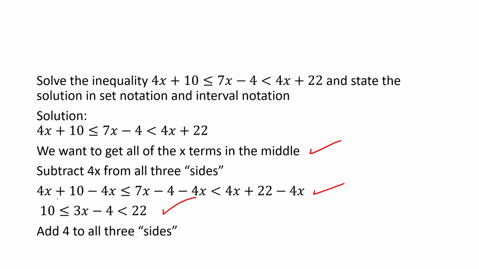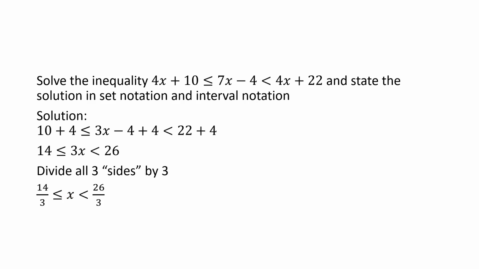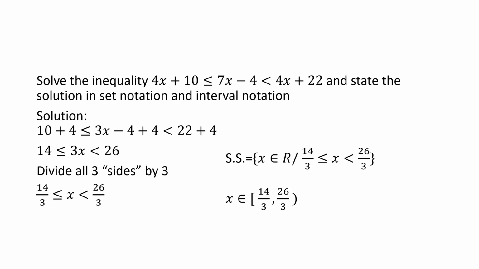Now we're going to add 4 to all three sides, and that'll concentrate the x's in the middle, and there won't be a non-x term. So we get 14 less than or equal to 3x less than 26. Now we want to divide all three sides by 3. Doing that does not require us to change the direction of the inequality, and we have our final answer. We state it in solution set form and in interval notation.